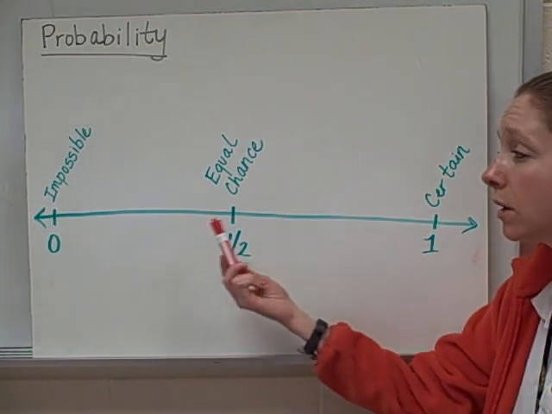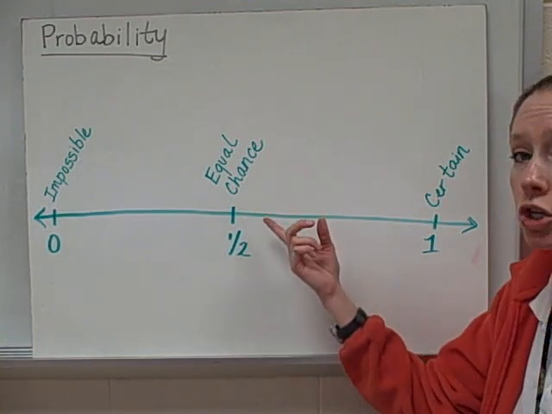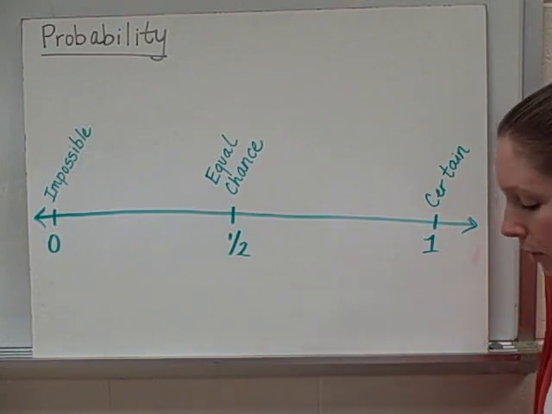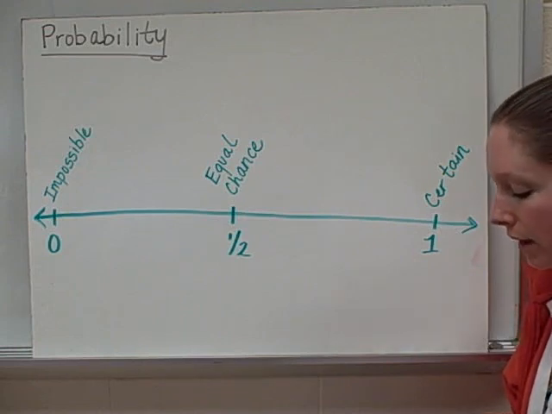There's lots of things that are going to be in between. 1/2 is a really important one because it has an equal chance, meaning there's two different things that could happen and both have an equal chance of happening. So here's some examples, guys, 3 different events, and we're going to place them on the number line.